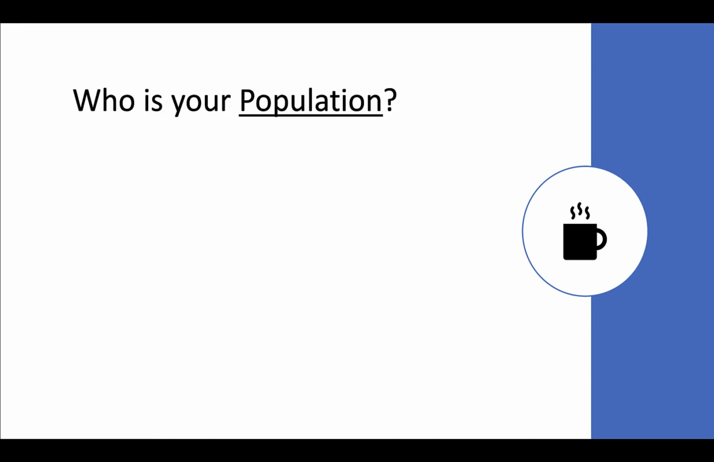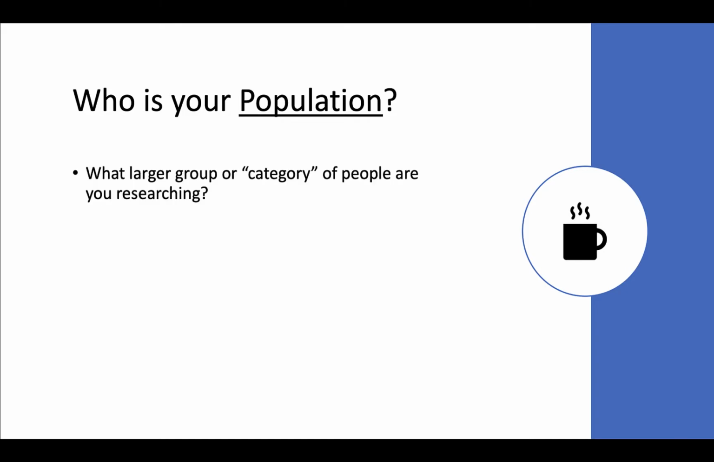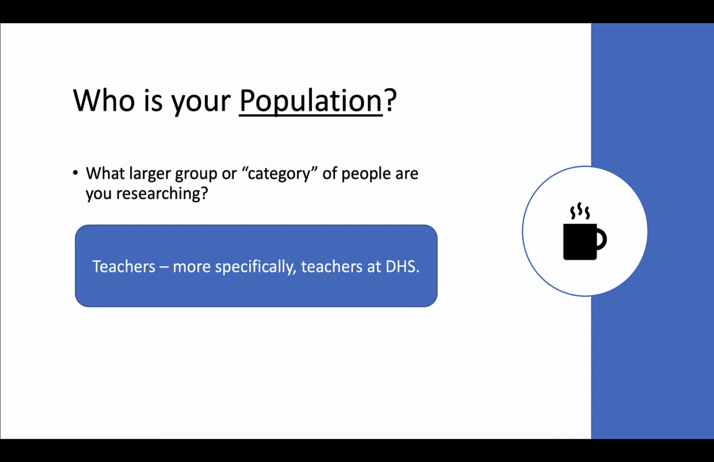So then we look at who our population is. Who are we going to do this research on? What larger group or category of people are we going to be researching? In this case, teachers, we know that. More specifically, let's say that we're going to look at teachers at Dover High School. And let's say that we have about 250 teachers, which we don't, but we're just going to use that. About 250 teachers at Dover High School. Are we going to experiment on all of them? Are we going to try and get all of them into the experiment?